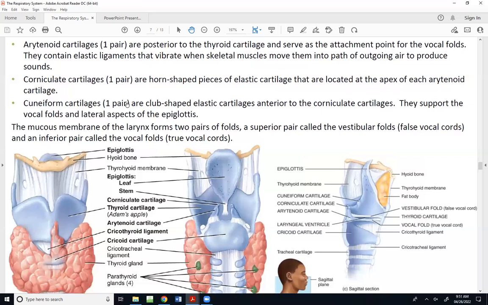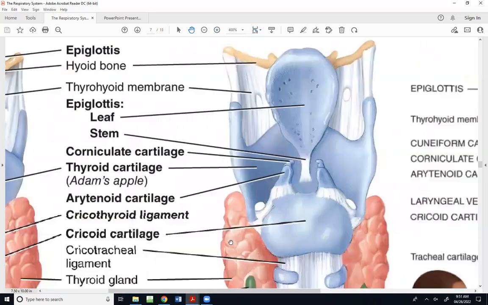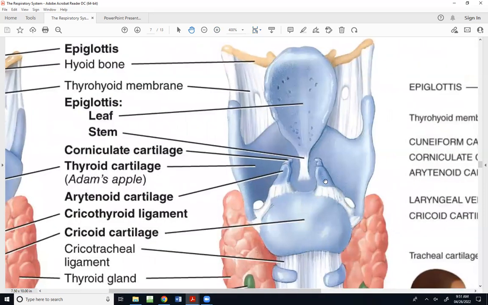The arytenoids are posterior to the thyroid cartilage and serve as a point of attachment for the vocal folds. They contain elastic ligaments that vibrate when skeletal muscles move them into the path of outgoing air, which is what produces the sounds. The arytenoids, if you look very hard, I'm going to zoom in, are these little doodads right there. Now at the very tip of them, they look like a little fingertip that's bent a little bit, are the corniculate cartilages.